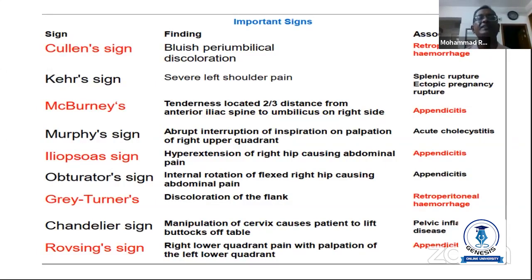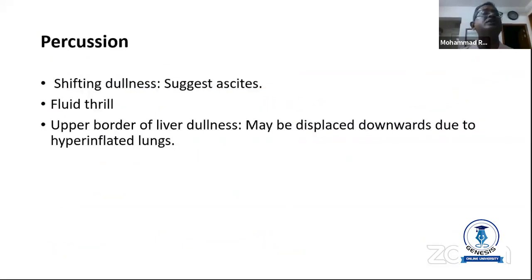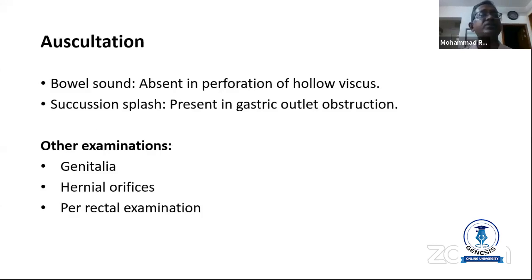Chandelier sign, manipulation of the cervix causes the patient to lift the buttocks off the table, seen in pelvic inflammatory disease. Rovsing sign, we all know: we press on the left iliac fossa and find pain in the right iliac fossa, occurring in appendicitis. We do percussion for shifting dullness, fluid thrill, and the upper border of liver dullness. In auscultation, bowel sounds, and succussion splash in gastric outlet obstruction. Other examinations are of the genitalia, hernial orifices, and per rectal digital examination.